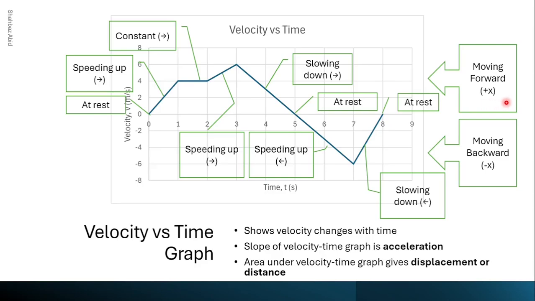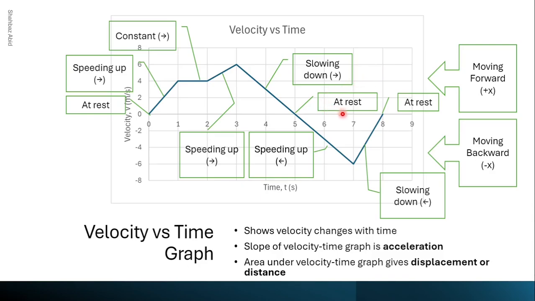Let us discuss when the object is moving forward. So when the object is moving forward and the slope of the graph is positive, it means that the object is speeding up. When the slope is 0, it means the object is moving with constant velocity. And when the slope of the graph is negative and the graph is above the x-axis, it means that the object is slowing down, but the object is still moving in the positive x direction.